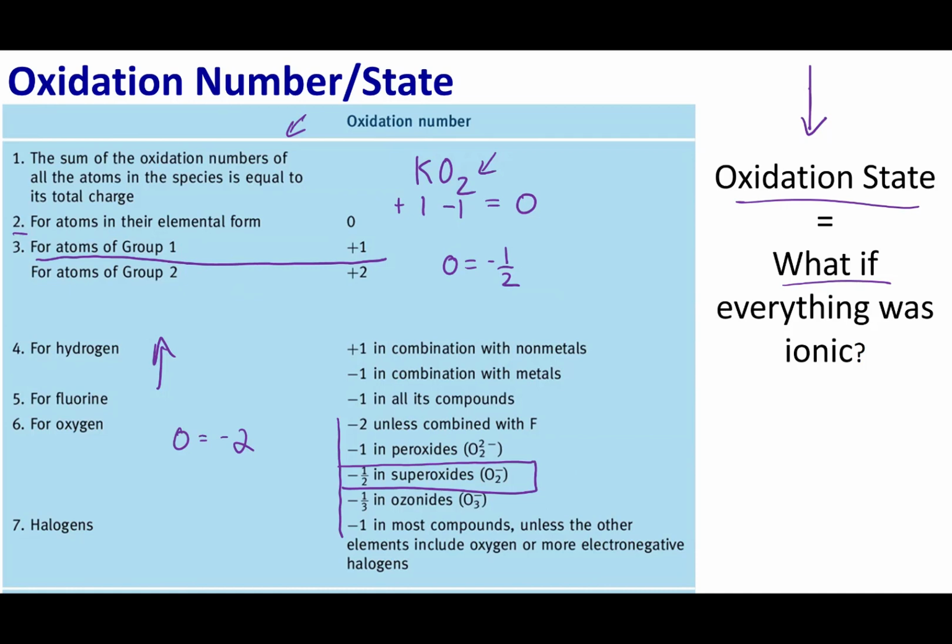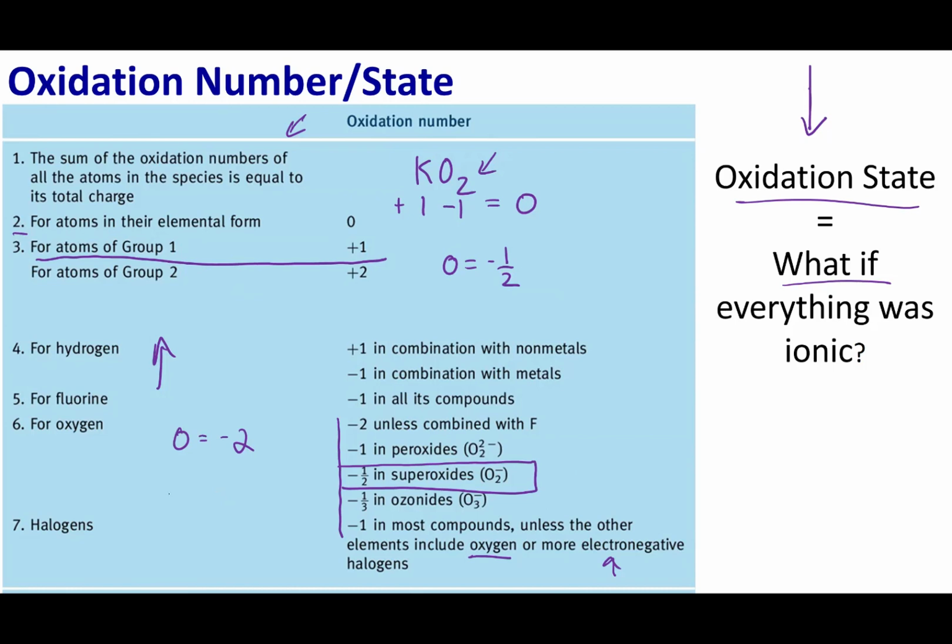And finally, the last rule here is that halogens are going to be -1 unless a rule above takes precedence. And what you have to worry about are oxygen, fluorine, and also this last clause right here. So let's first talk about oxygen, and then I'll talk about the last clause.